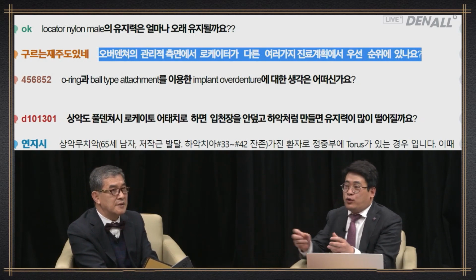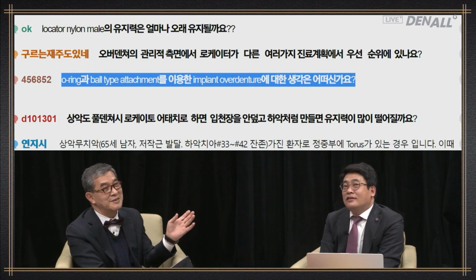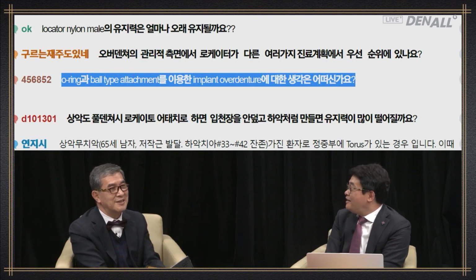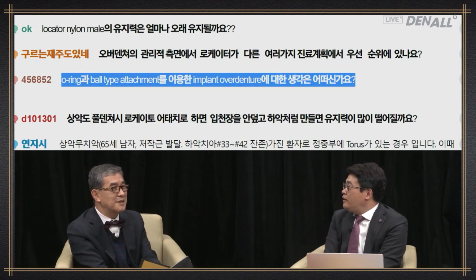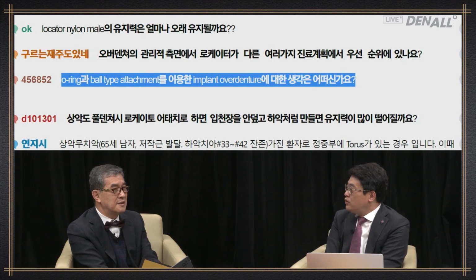What are your thoughts on implant overdenture using O-ring or ball type attachment? I think this person is curious in comparison with locator attachment. Before I used the locator attachment, I would use solitary type in combination with O-ring and silicone rubber ring. It's easy in its way, but the problem is the silicone rubber ring of the O-ring tears easily.